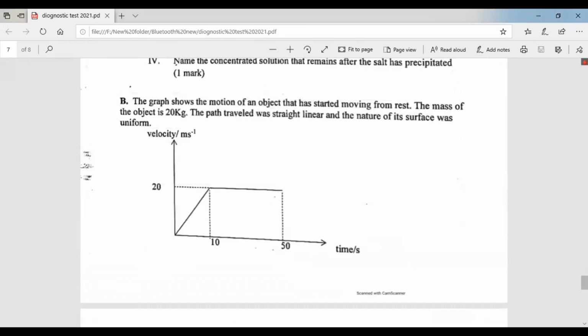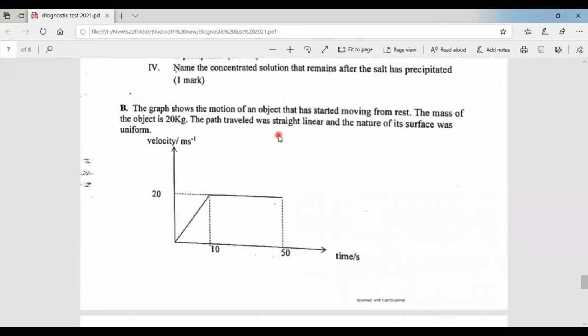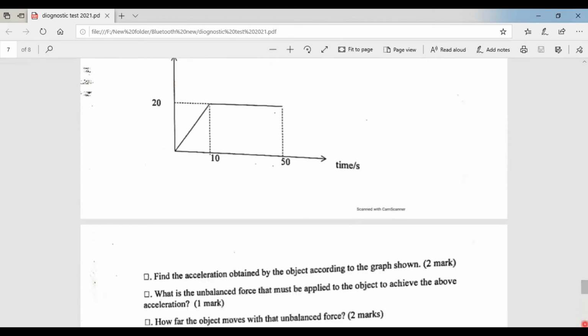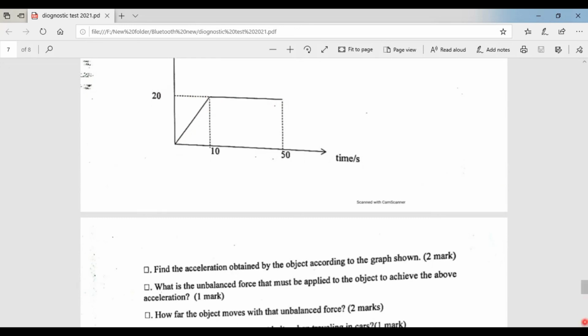B part. The graph shows the motion of an object that has started moving from rest. The mass of the object is 20 kilograms. The path traveled was straight linear, and the nature of its surface was uniform. In the first 10 seconds, the velocity has increased uniformly, which means uniform acceleration in this area. This straight line denotes that the object is traveling with uniform velocity of 20 ms^-1.